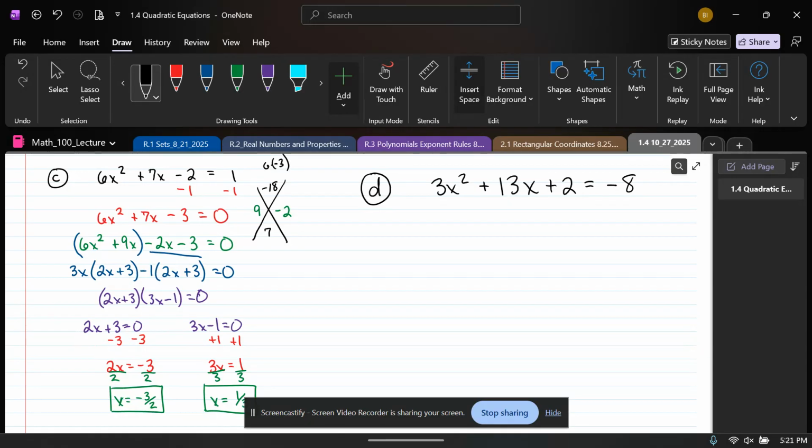Let's do that. I think that'll work out nicely, I believe. 3x squared plus 13x plus 2 is equal to negative 8.